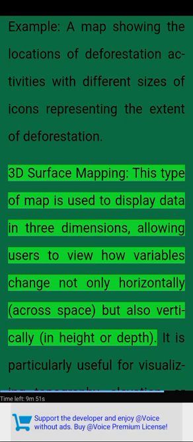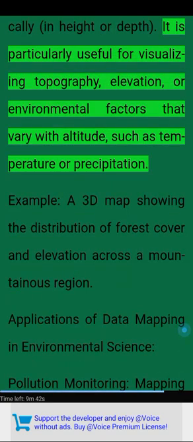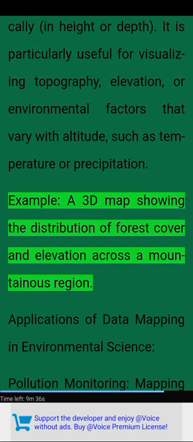3D surface mapping. This type of map is used to display data in 3 dimensions, allowing users to view how variables change not only horizontally across space but also vertically in height or depth. It is particularly useful for visualizing topography, elevation, or environmental factors that vary with altitude, such as temperature or precipitation. Example, a 3D map showing the distribution of forest cover and elevation across a mountainous region.